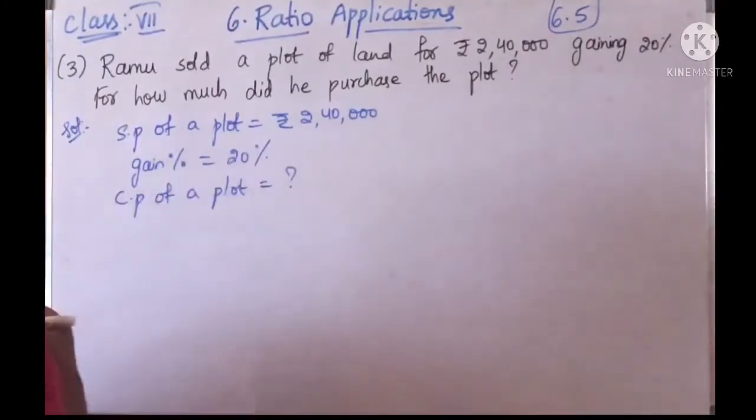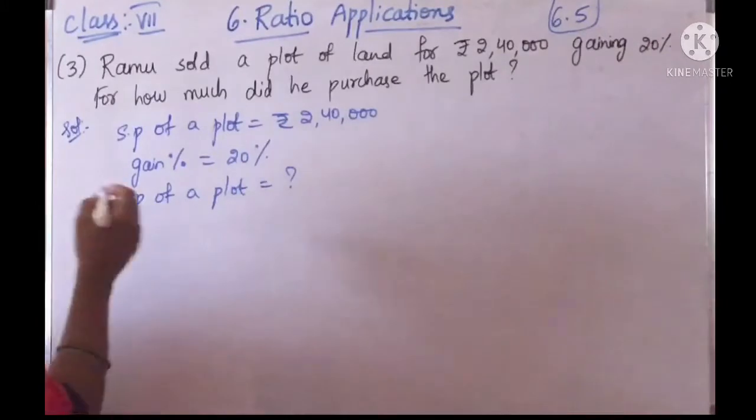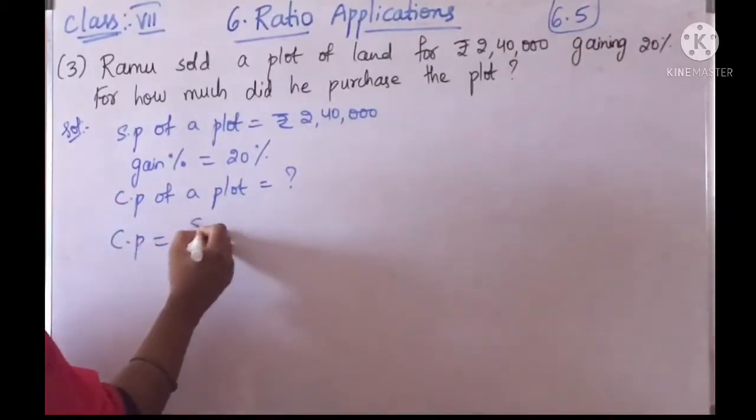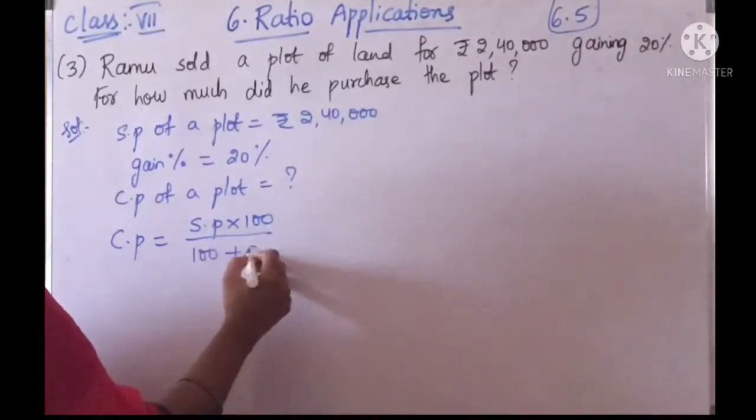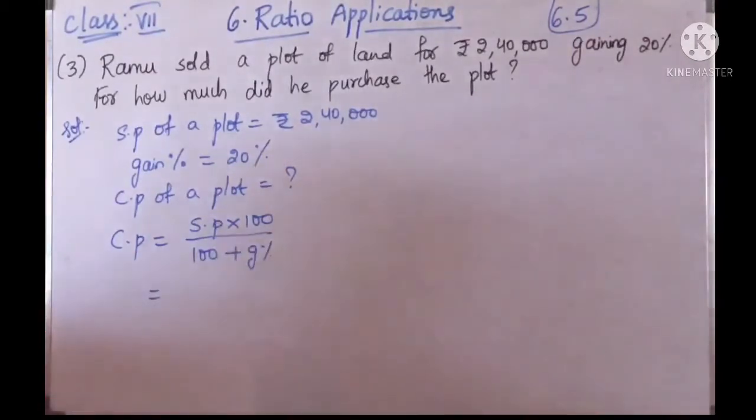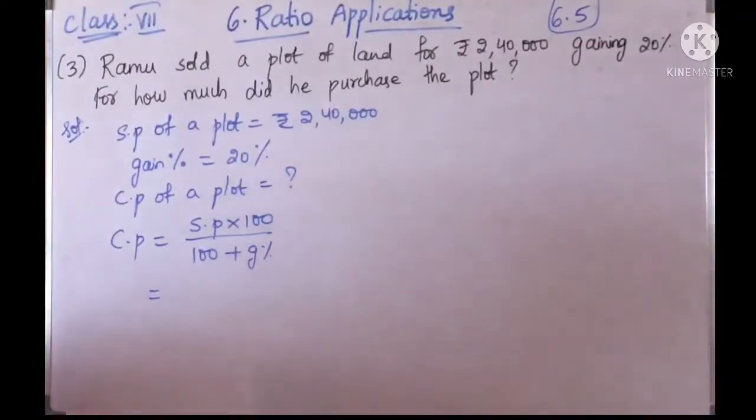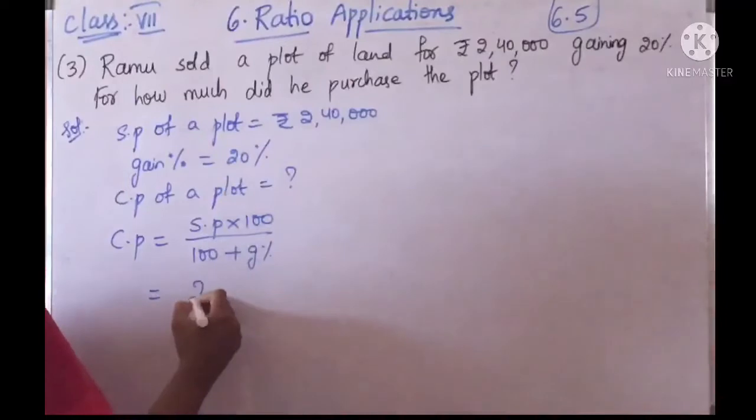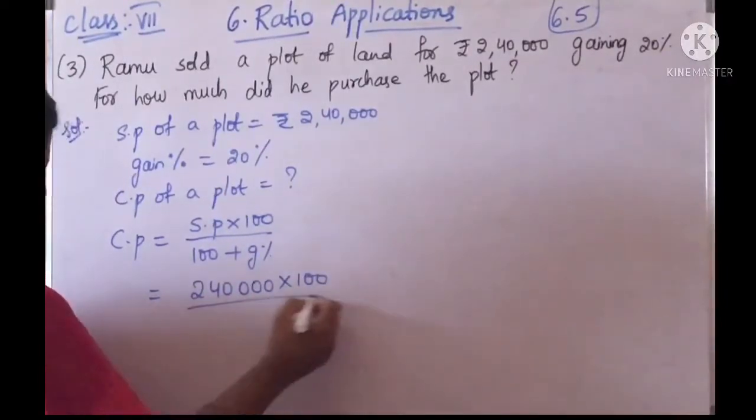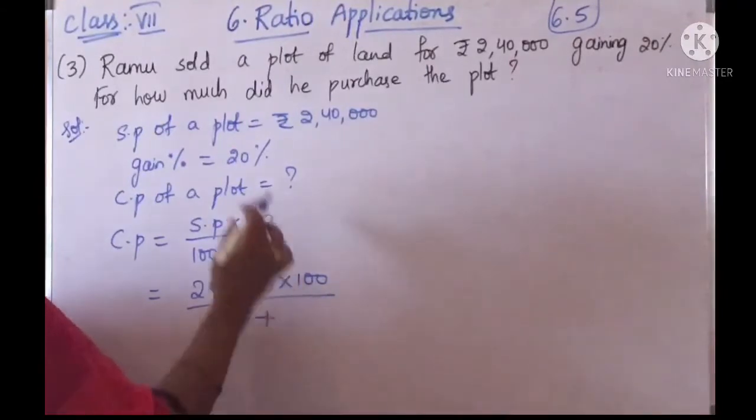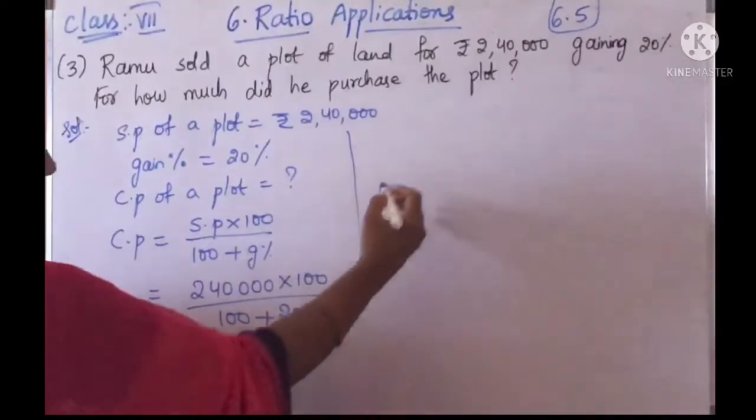In my last video I explained, if SP and gain percentage are given, what is the CP formula? CP is nothing but SP into 100 by 100 plus gain percentage. This is the formula. CP equal to SP into 100 by 100 plus gain percentage. What is SP here? 2,40,000 into 100 by 100 plus, what is the gain percentage here? 20. Okay, children.